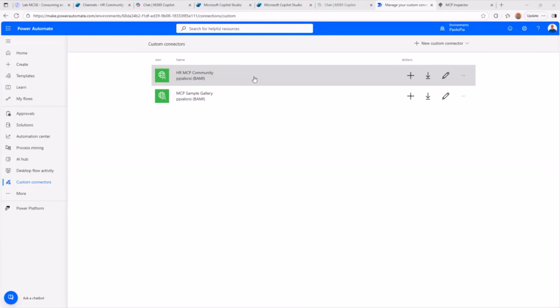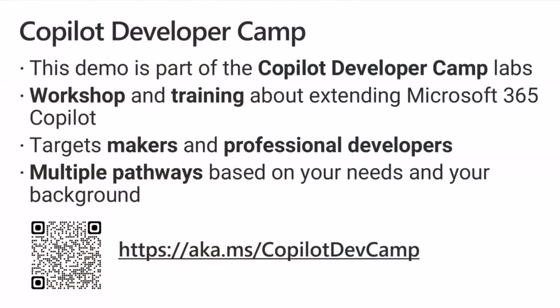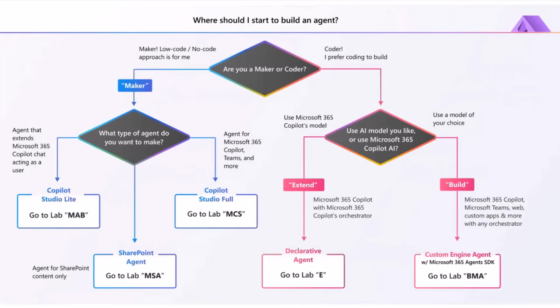So now let me go back to the slide deck, and just give you a couple of additional pieces of information. As I said, this demo comes from a lab of the Copilot Camp, which is a set of workshops and training material for makers and developers, and this is the URL. You can already find it in the chat. There we have plenty of options depending on who you are and what you want to do. I don't want to go through all of the branches of this diagram, but you will find it on the homepage of the Copilot Camp. Follow the path that best suits your needs.